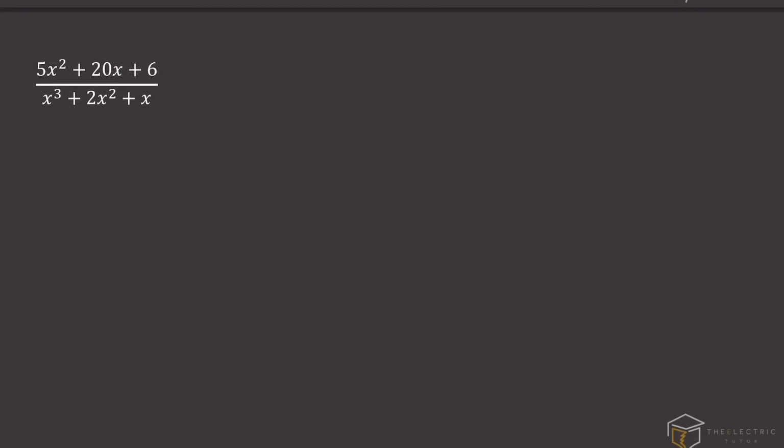Okay, for this one, we perform the same 3 steps. So step number 1, is this proper or improper? We have a degree 3 in the denominator, which is higher than the degree of the numerator, so we're good to go. And now we go to step 2.